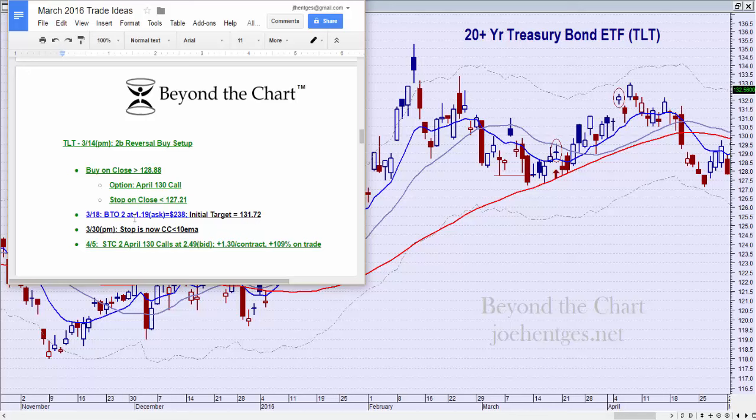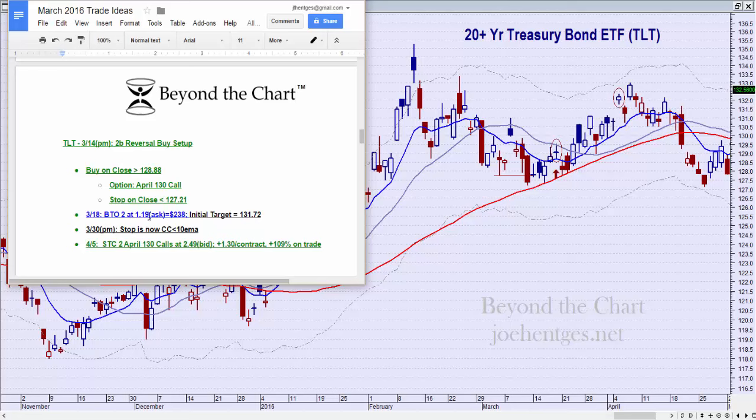Now, I always just say 2. The members can decide what they want to do for their own account. They have to decide how much they're willing to risk, what their trade account size is, et cetera. I like to buy 2 because what I'm looking to do is sometimes sell half and let the other half run. Sometimes I sell them all at the target.